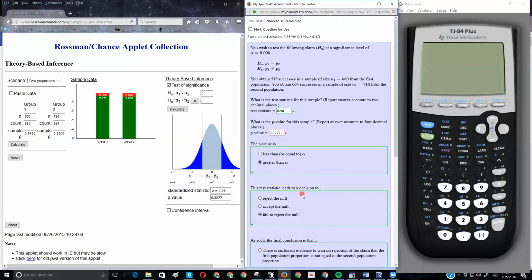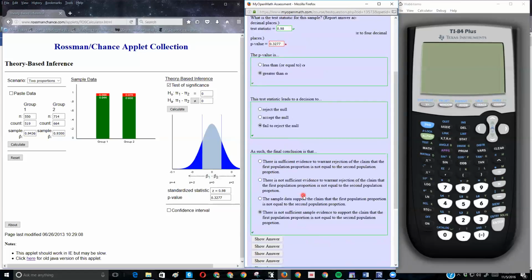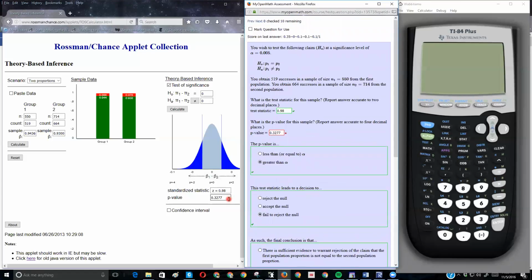It doesn't like my p-value. Okay. So what happened there? Did I type it in wrong? 0.3227, 4 decimal places. So that might be an issue, and not that big an issue. I certainly came to the right conclusion. Let's see what the graphing calculator tells me.